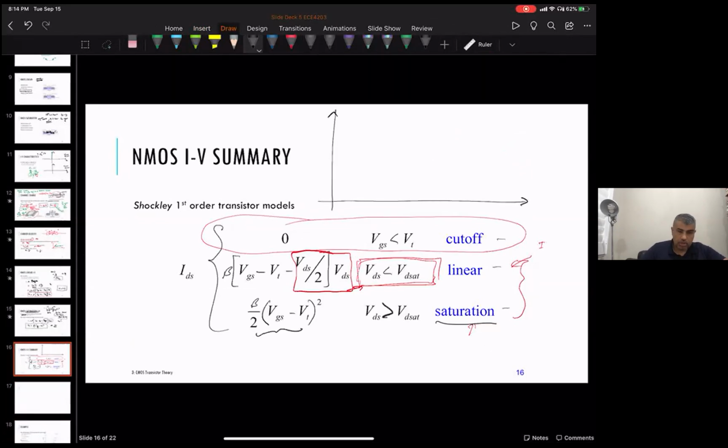Okay, and we're going to try drawing a plot of, again, the NMOS, and let's try to plot VDS versus IDS. Now remember, we have to hold VGS constant because we have 3 terminals and it's a 2D graph. So each VGS value has its own curve.